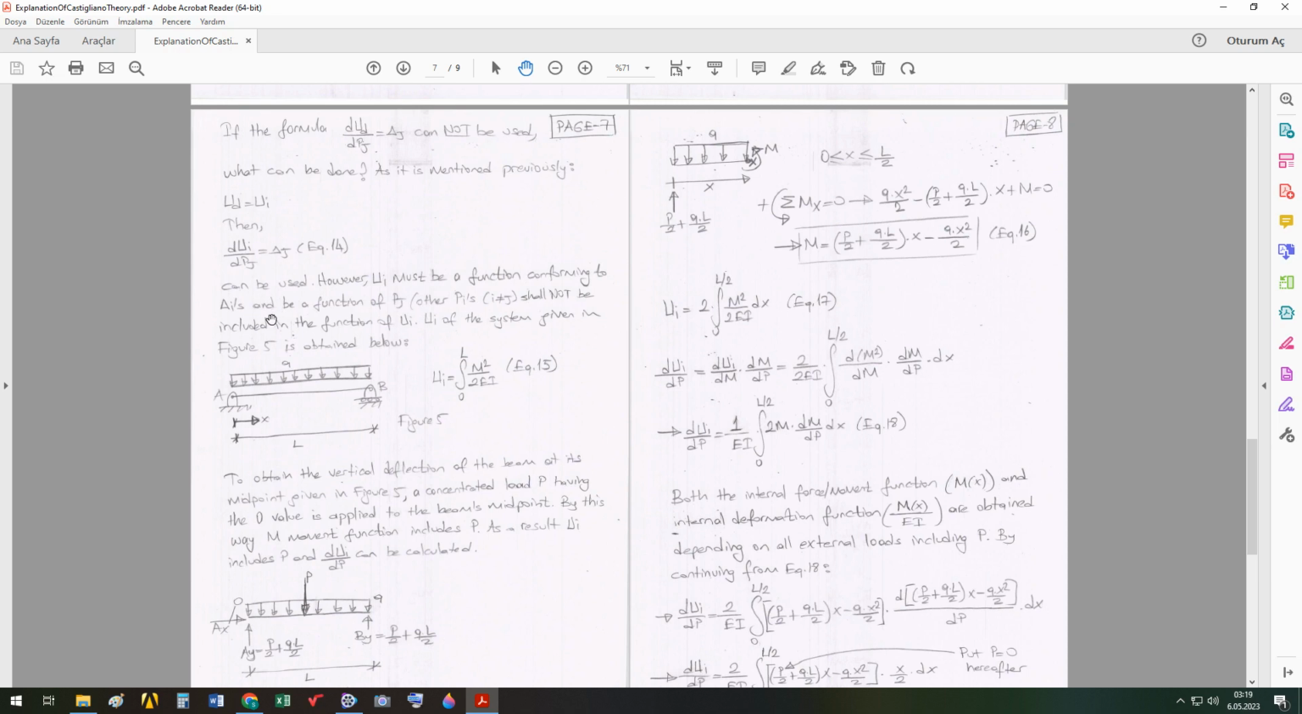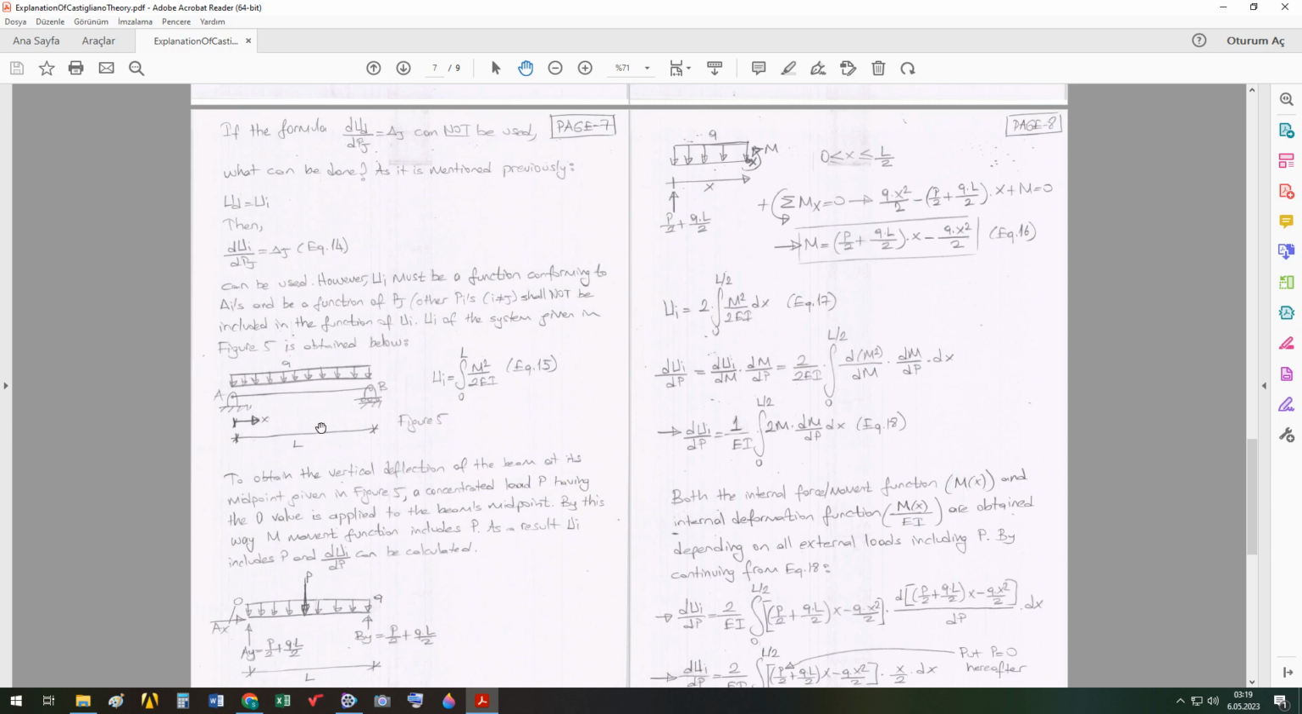However, Ui must be a function conforming to deltas and be a function of Pj only, not other P's. For example, if j is 2, Ui shall not include P1, P3, P4, etc. It shall include functions of deltas and P. In the numerical example, we will see that.